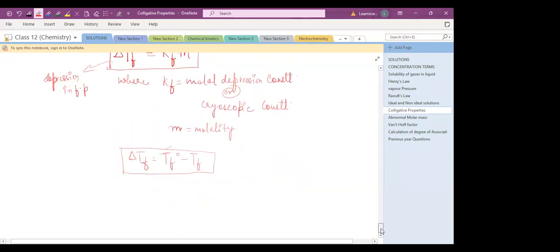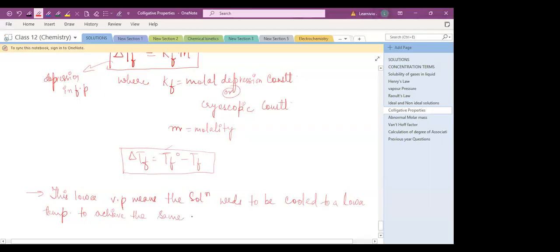What is the reason for the freezing point being depressed? You can write it down. Just write this point also. I said that this lower vapor pressure means the solution needs to be cooled down to a lower temperature to achieve the same vapor pressure as the solid phase, right?